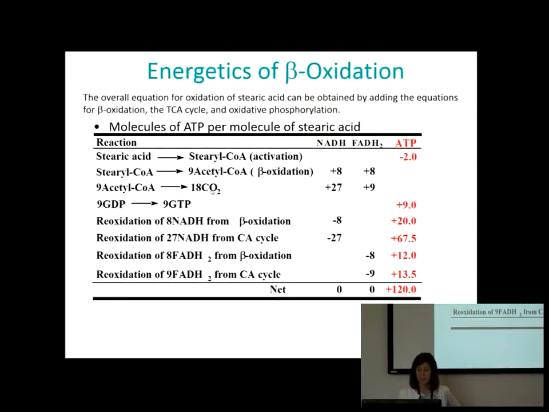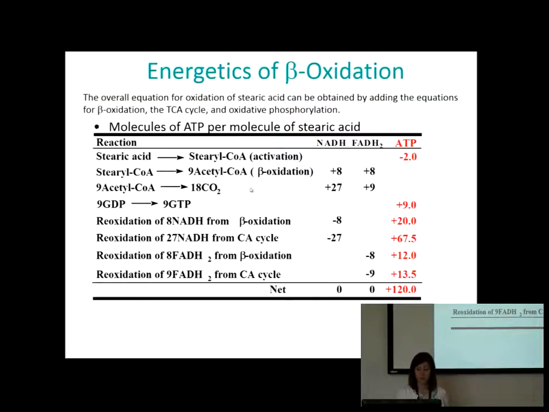Each time we go through the citric acid cycle, we get 3 NADHs and 1 FADH2 and 1 GTP. Do you want me to say that again? So here, let me back up. This is our beta oxidation. We know from each cycle of the beta oxidation, we got 1 NADH and 1 FADH2. Since we went through it 8 times to get the 9 acetyl-CoAs, we get 8 of each. So that's 8 total. We got 9 acetyl-CoAs from the 18-carbon stearyl-CoA going through beta oxidation. Let's put those 9 through the citric acid cycle.